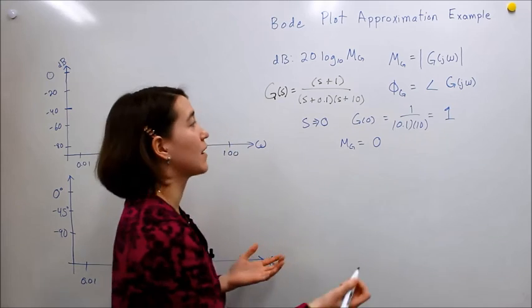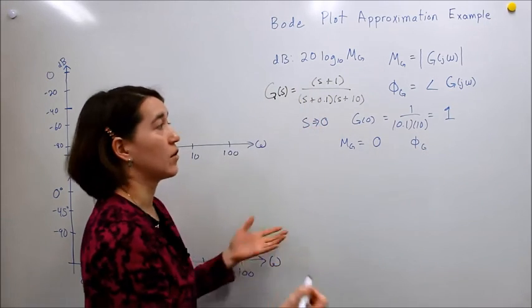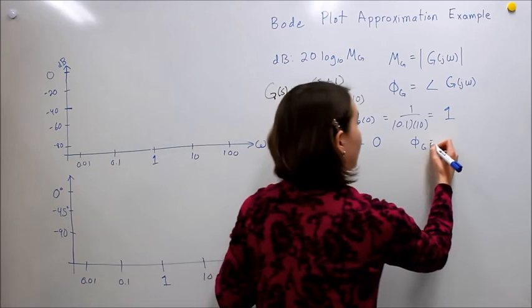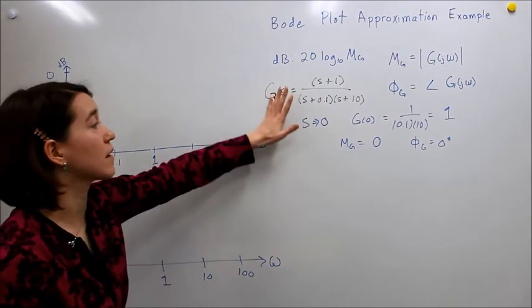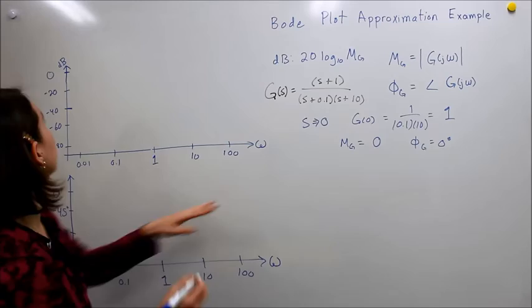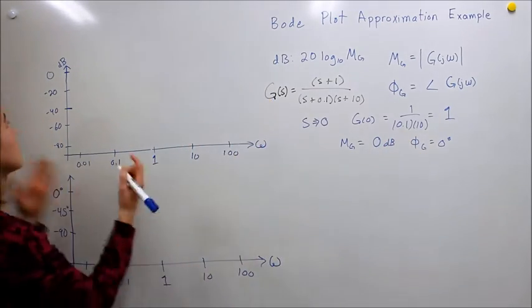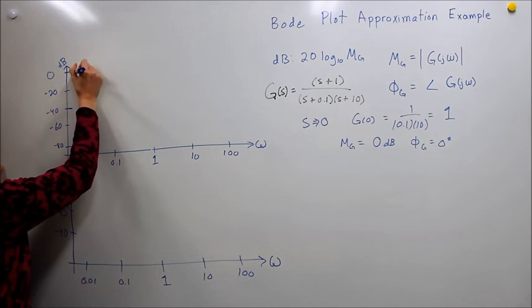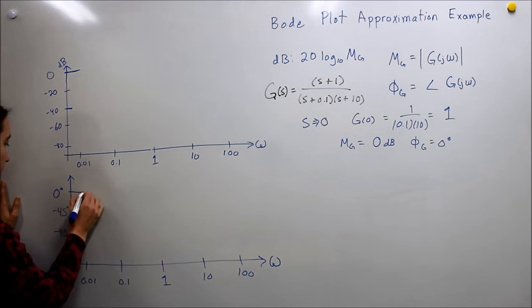And if we look at the angle of that, phi of g here is going to be, well, 1 is positive on the real axis, so we're going to have 0 degrees. So at very small values, this system is going to look like 0 dB and 0 degrees. So we can start by drawing that out here. Here we have 0 dB, we start here. Here we have 0 degrees, we start here.